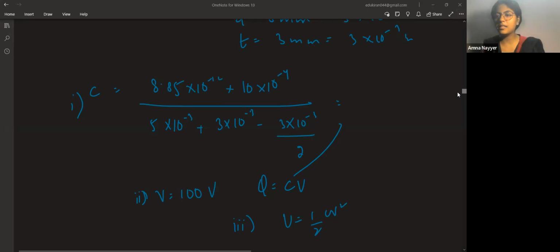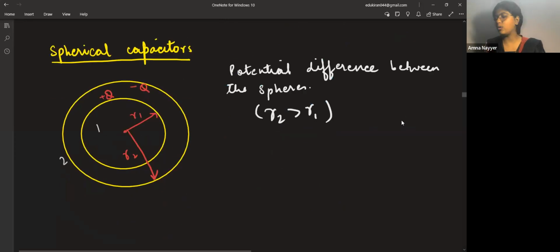One more thing, class. Spherical capacitors, I told you this is all about parallel plate capacitors. Spherical capacitors, I told you that this is not very important for you, but still, to be on the safer side, we'll just discuss the derivation. A small derivation is there, and it's not difficult. We'll discuss it. Cylindrical capacitors, we are not going to discuss.